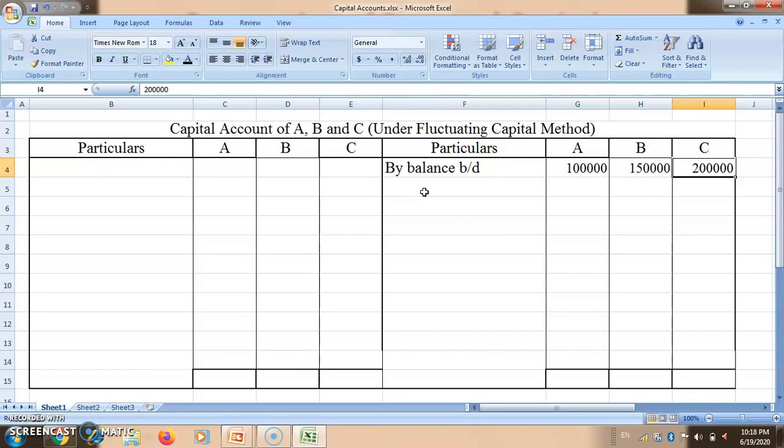So next we will write additional capital. What is the journal entry if a partner brings additional capital? What is the journal entry of entering capital?